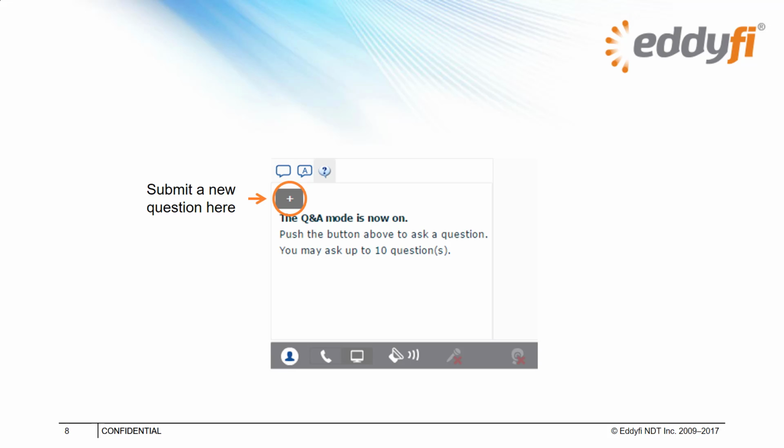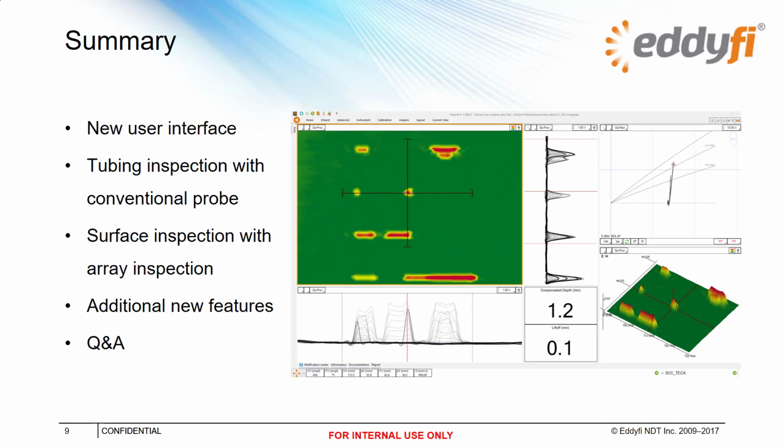So we're now ready to start officially this webinar. Here is a summary of the presentation. We're going to first make an overview of the new user interface. I will be doing a tubing inspection demonstration using a conventional eddy current probe. Then I will do a surface inspection with array probe, and we'll come back after that and look at additional new features that have been included in this software to give you an overview of what is in this new version. We'll complete with the Q&A session. So let's start with the Magnifi demonstration.